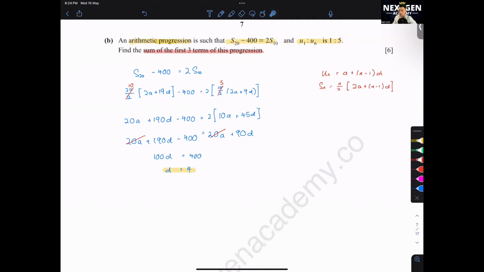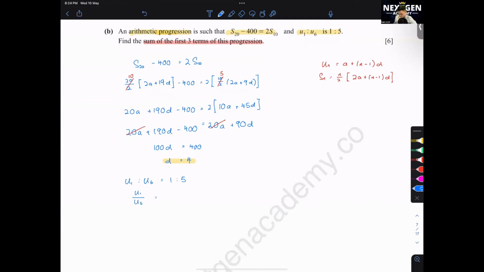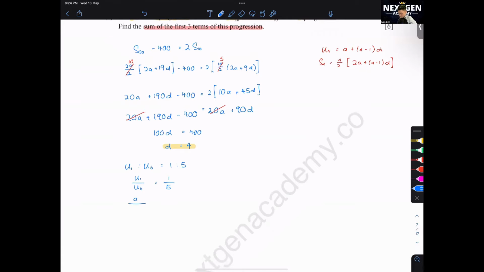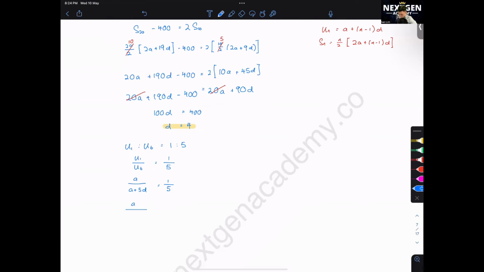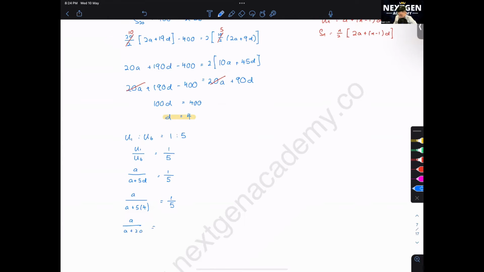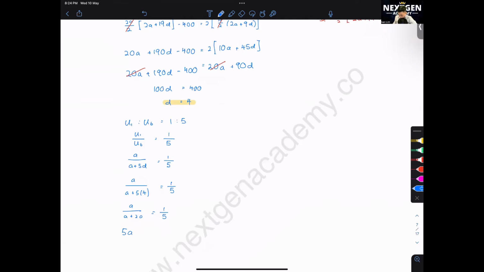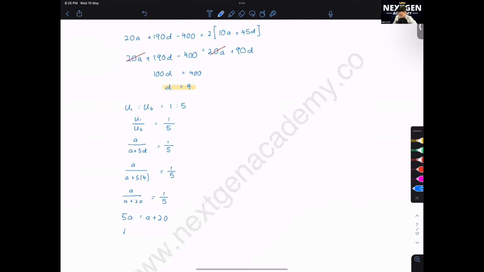So this second equation, U1 to U6 equals 1 to 5. How can we convert this equation? We can convert it to a ratio. U1 over U6 equals 1 over 5. A over A + 5D equals 1 over 5. I'm going to substitute the D into here. So A over A + 5 times 4 equals 1 over 5. A over A + 20 equals 1 over 5. We cross multiply it. This will become 5A equals A + 20. 4A equals 20. A will be equal to 5. Everyone just double check this value. D equals 4 and A equals 5.